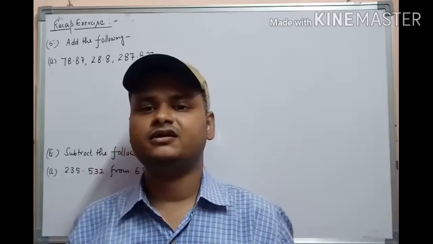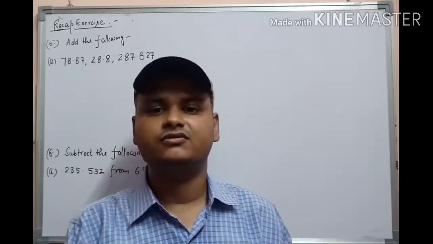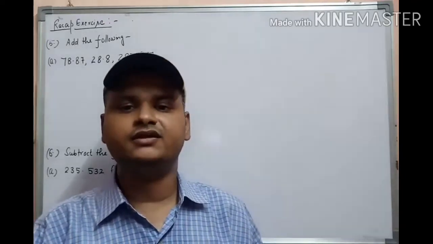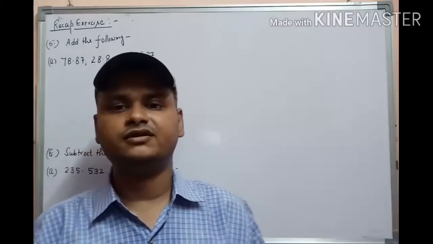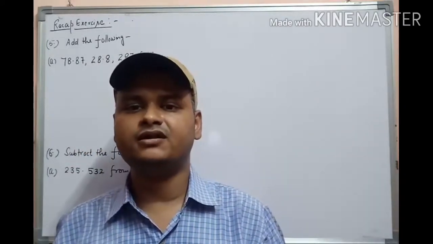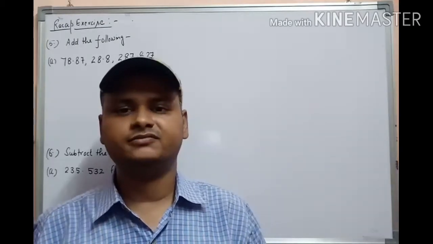And a decimal number is the combination of two parts. The first part is called the whole part. The number written before the decimal point is called the whole part, and the number written after the decimal point is called the decimal part. The decimal point separates the whole part and the decimal part.